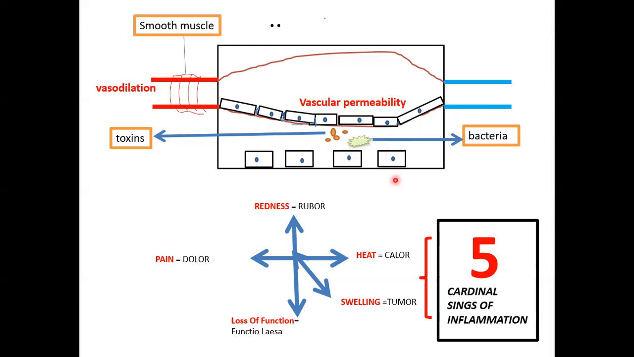So one, bacteria come into the tissue. In the tissue, bacteria release toxins. The toxins destroy my cells, and my cells that are destroyed release chemicals, in the form of chemical mediators. They act on the vessel, and the vessel gets more blood inside.